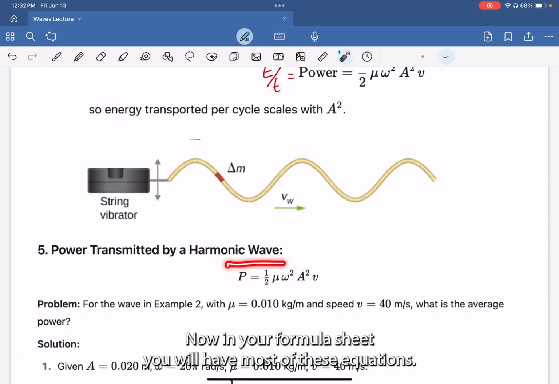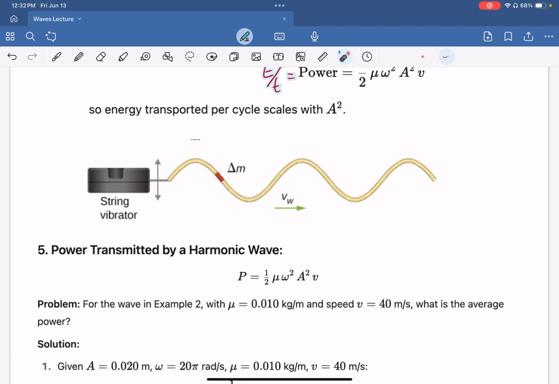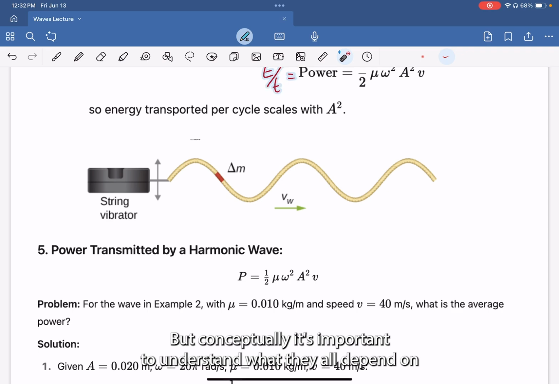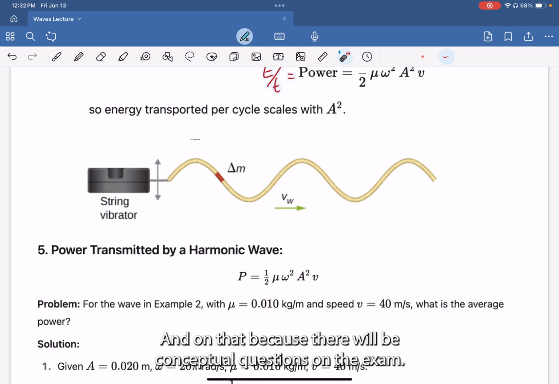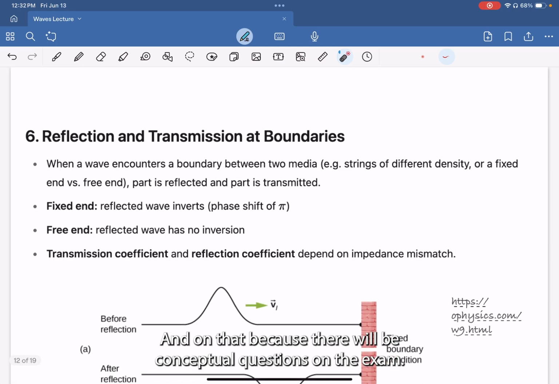Now, in your formula sheet, you will have most of these equations, but conceptually, it's important to understand what they all depend on, what it means, and all that, because there will be conceptual questions on the exam.